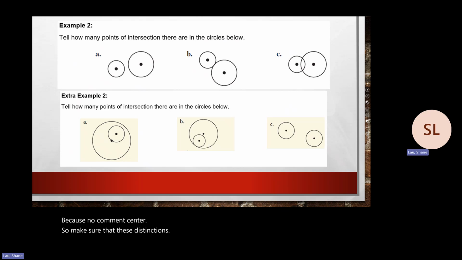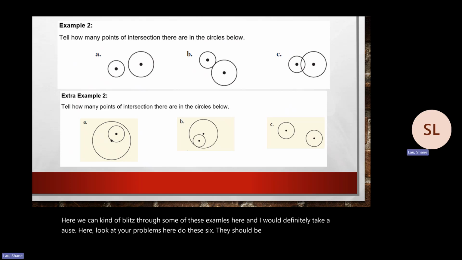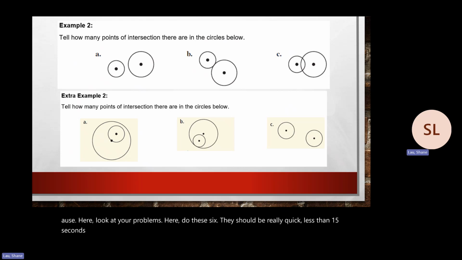You can kind of blitz through some of these examples here, and I would definitely take a pause here, look at your problems here, do these 6. They should be really quick, less than 15 seconds. Really should take really 5, but that's just me. But let's go ahead and look at this.